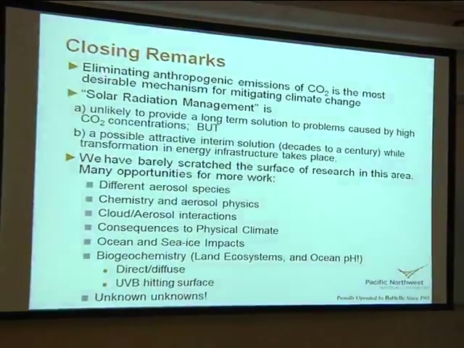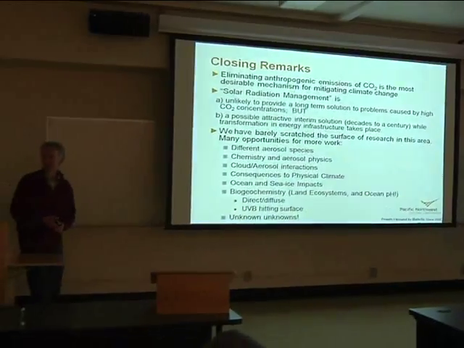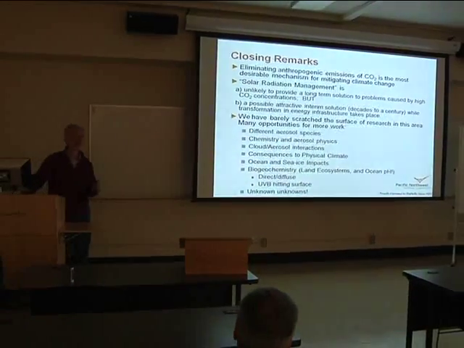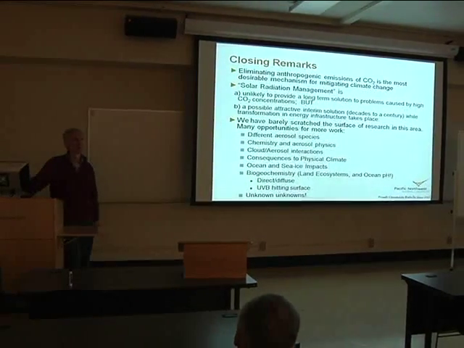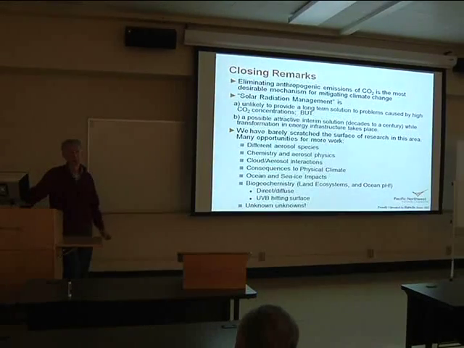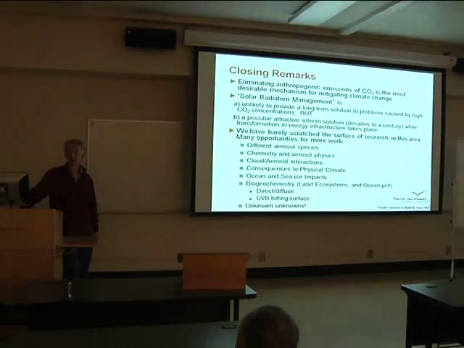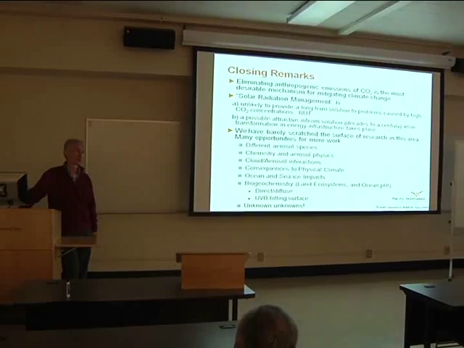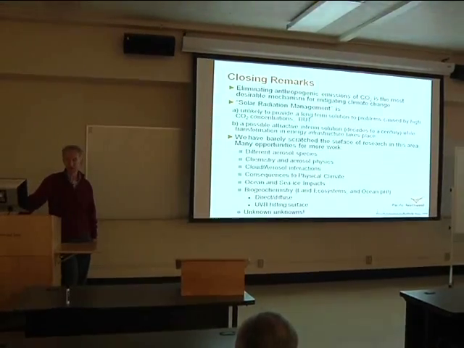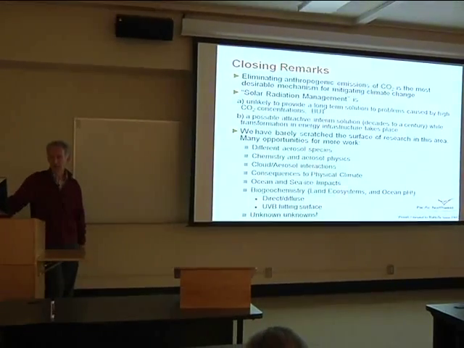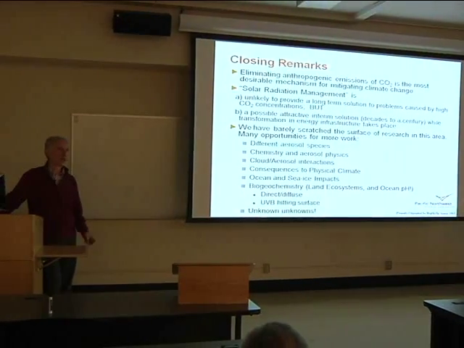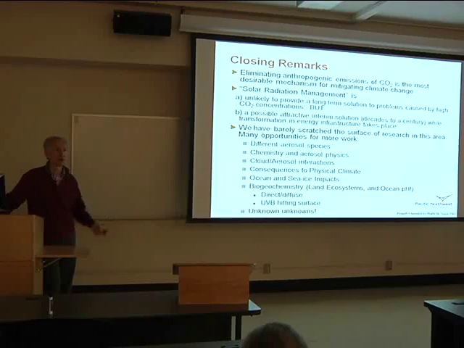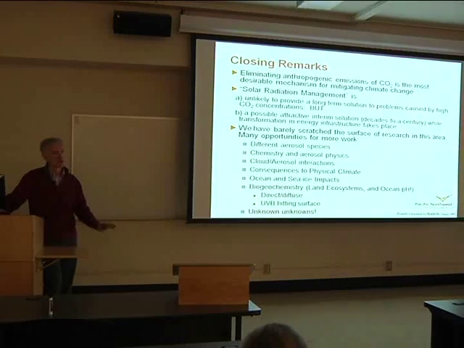The conclusions that we've come to so far is eliminating anthropogenic emissions of CO2 is obviously the best way to do this. But if we're not doing anything else, then it may be that solar radiation management is something we should consider. It's unlikely to provide a long-term solution. We can't just keep introducing more and more aerosols to balance more and more CO2. We have to find a way to get past it.